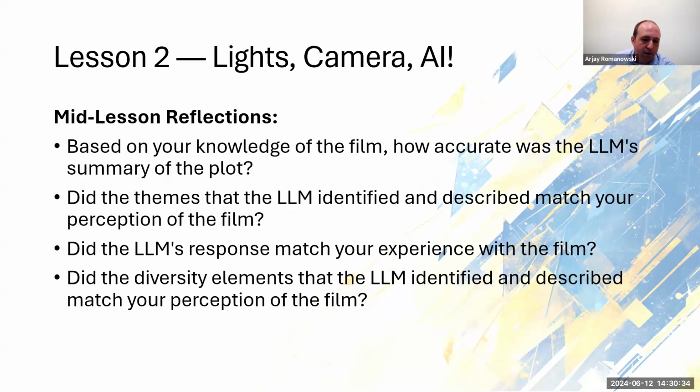So these are the mid-lesson reflections that are meant to get the learner's immediate impressions of large language model capabilities through answering on a slider that ranges from low to high accuracy or matching. How accurate was the summary? Did the themes match your perception? Did the large language model's critical response match your experience with the film? Which is very important for cult classics, you know, those so-good-it's-bad style of films. And finally, did the diversity elements match? At this question, we found the models routinely get tripped up. In Fury Road, however, it did a really decent job pointing out the very diverse cast and themes. Right.